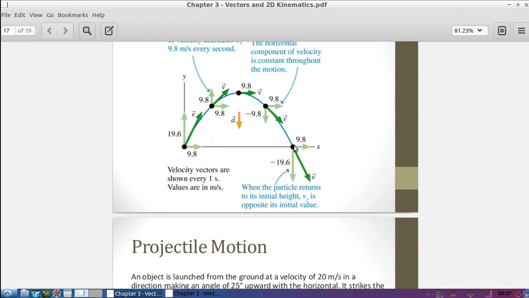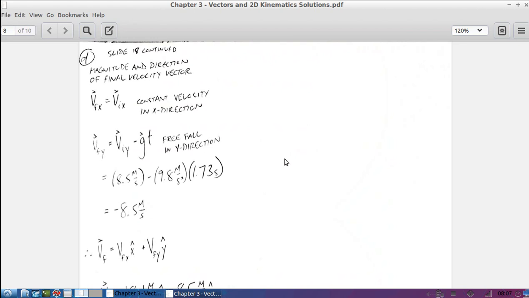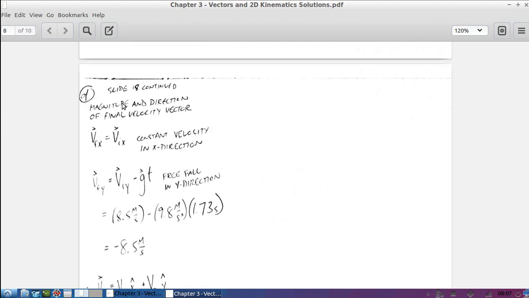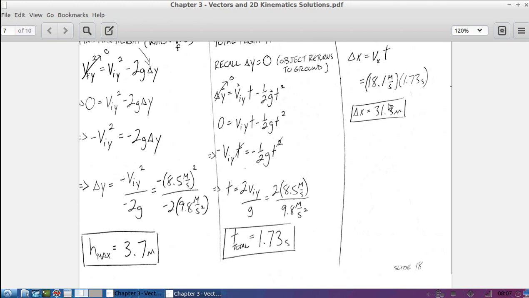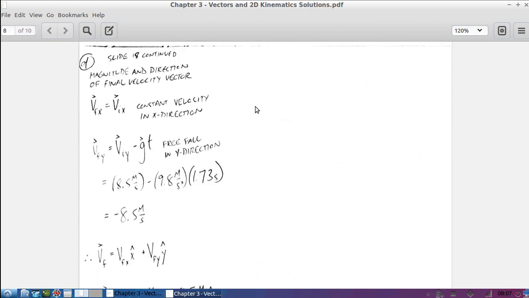This is where the object lands vertically where it started. Okay, so I can make that conclusion in this, but I'm just going to go through it the hard way so we can use it for other types of problems. So I know, regardless of whether it's symmetric or not, the v final in the x direction is equal to v initial in the x direction, because I've got constant velocity. So I don't have to do anything with that. It's going to be 18.1 meters per second throughout the whole problem.